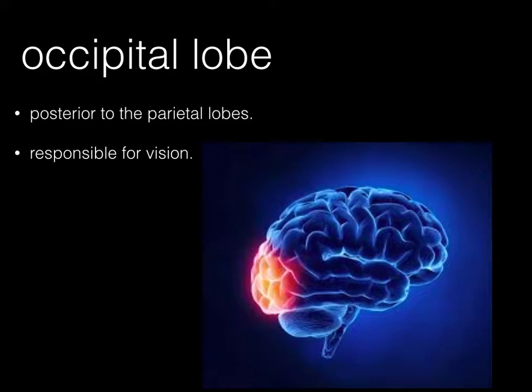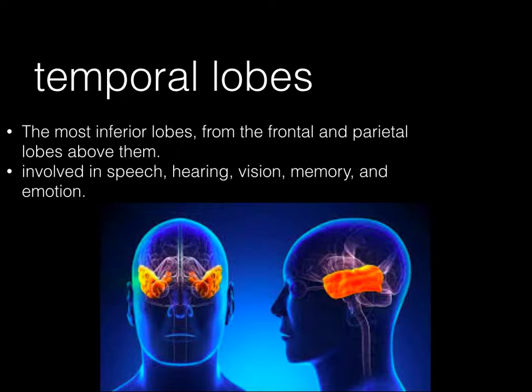The occipital lobe. The occipital lobe is going to be in the back of your cerebrum, and this is responsible for vision. And then your temporal lobe. This is going to be the most inferior lobe, below the frontal and parietal lobes above it. So we have the temporal lobe on our temple here. And this is involved in speech, hearing, vision, memory, and emotion. So a pretty important part in this smaller portion of our cerebrum.